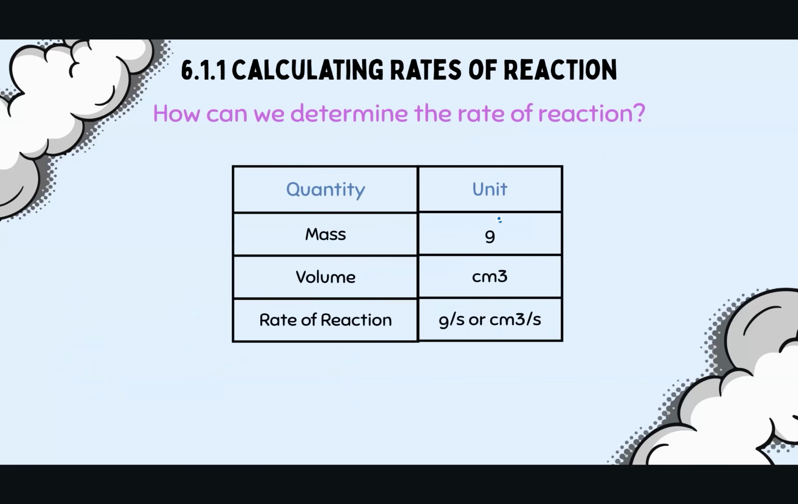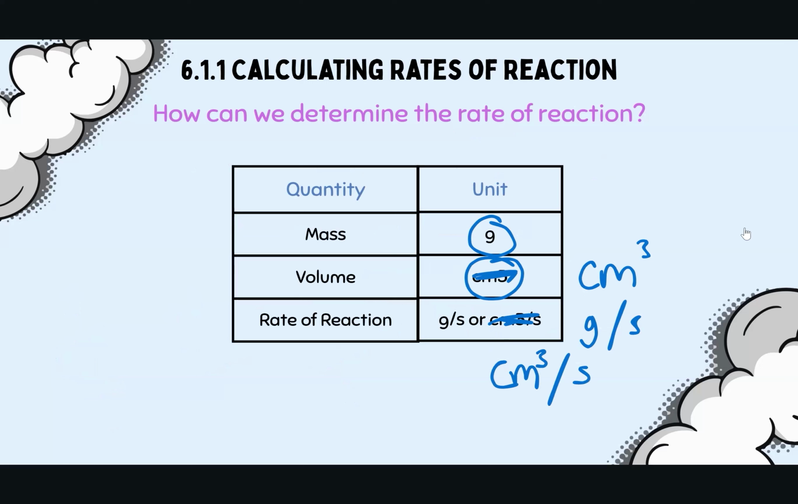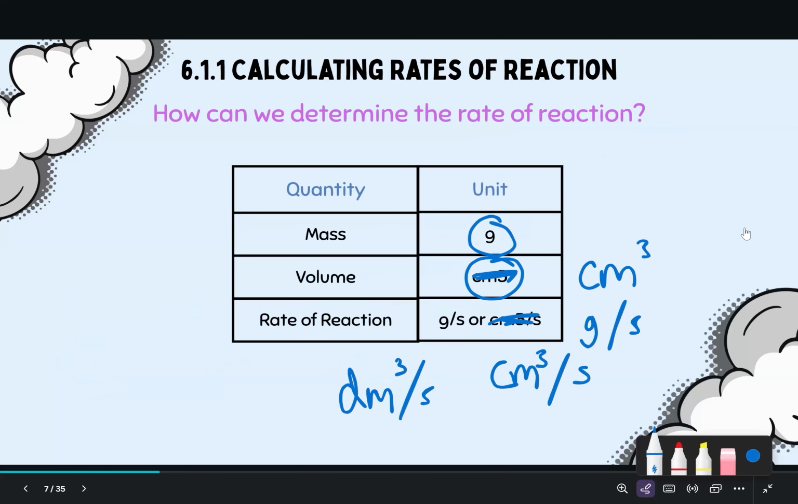So mass is measured in grams, volume in centimeters cubed, and rate of reaction can be grams per second, and it can also be centimeters cubed per second. It could also be decimeters cubed per second.